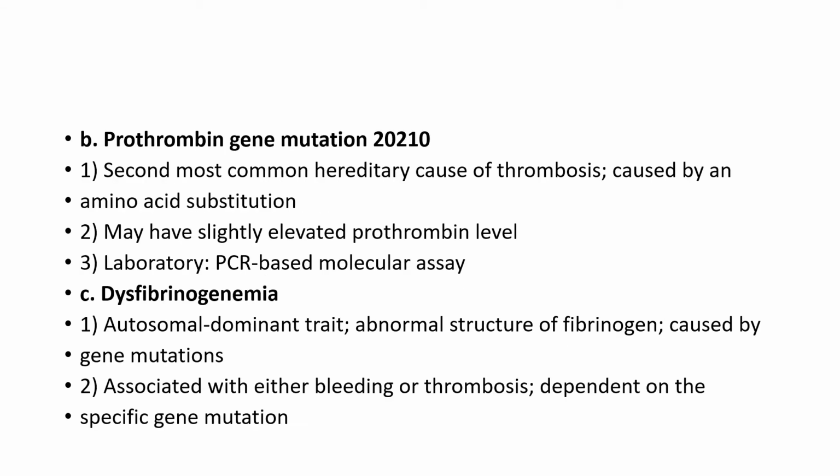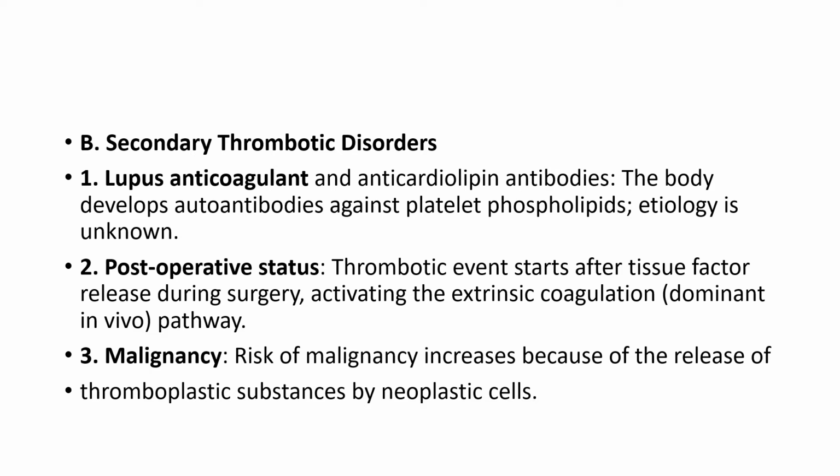Another possible mutation is prothrombin gene mutation 20210. The second most common hereditary cause of thrombosis, caused again by amino acid substitution, may have a slightly elevated prothrombin level. Again, there is an assay that can detect this mutation. Letter C, dysfibrinogenemia. This is an autosomal dominant trait wherein the structure of fibrinogen is abnormal, caused by genetic mutation. This may be associated with either bleeding or thrombosis, dependent on the specific gene mutation.